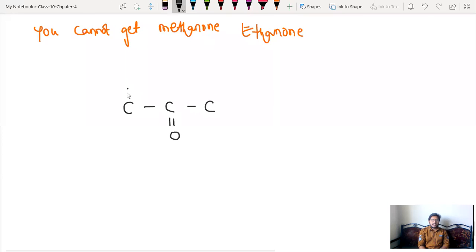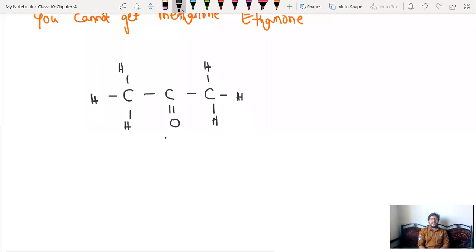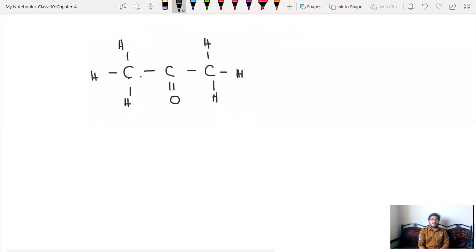For the first carbon, 1 is there, 2, 3, 4. For the second carbon, 1, 2, 3, 4 satisfied. For the third carbon, 1 is already there, 2, 3, 4. Now mention hydrogens wherever there is a single bond. Now, if they ask you to write the name, what to write? Meth, eth, prop.